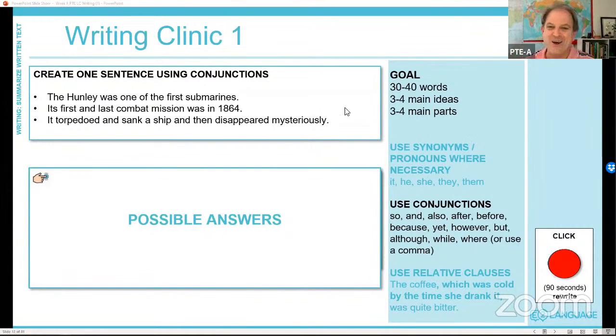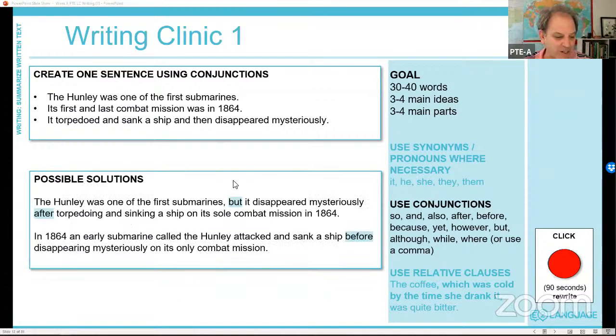All right, now just to practice, we're going to get better at it. So let's have a look. The Hunley subject was one of the first submarines. Brilliant, comma, nice one. But it disappeared mysteriously, but a conjunction after a conjunction. A conjunction is a joining word, yep.